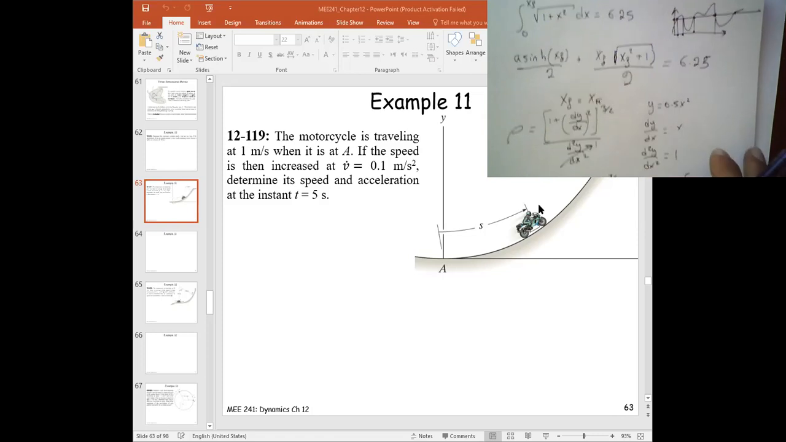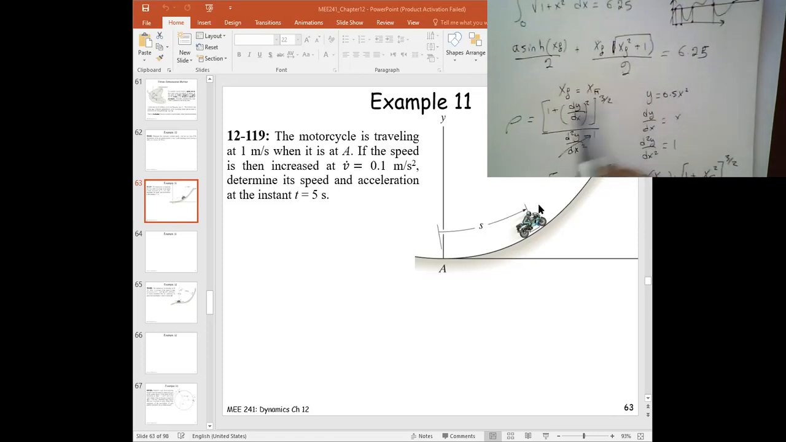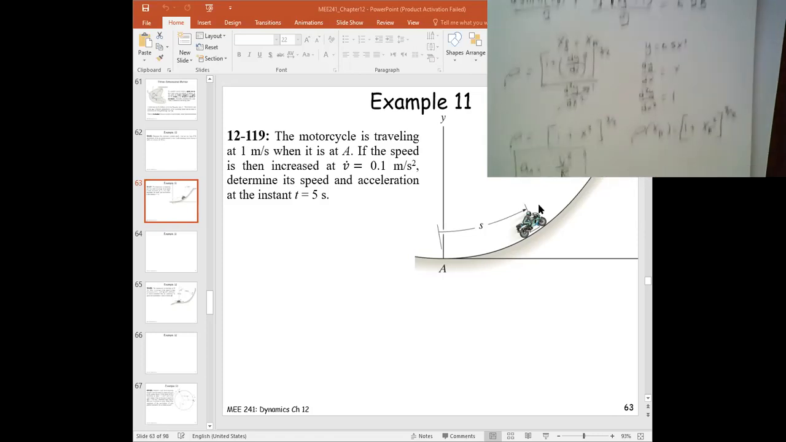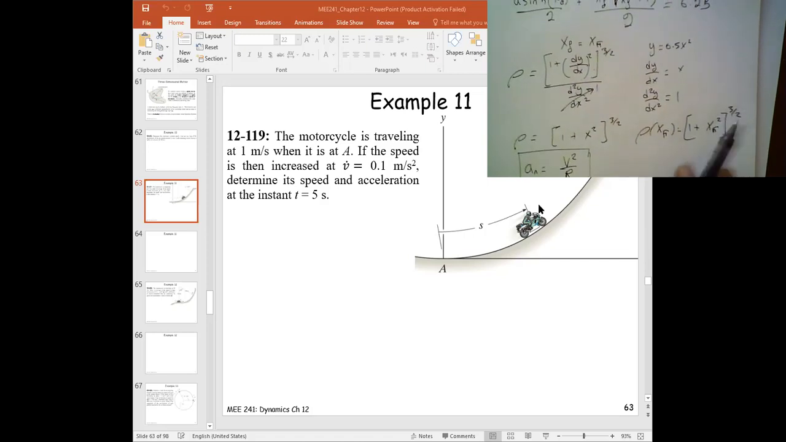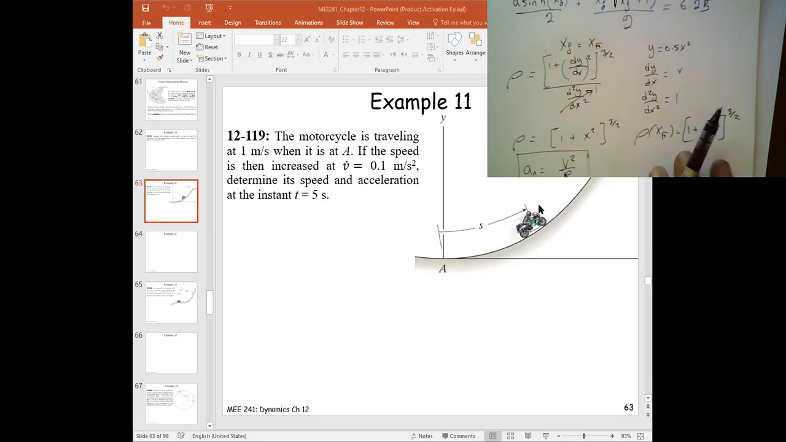Okay, but you need to evaluate this, right? So basically, you see my radius of curvature is a function of xf squared, right? How do you know xf? How do you know the x position of the rider at 5 seconds?